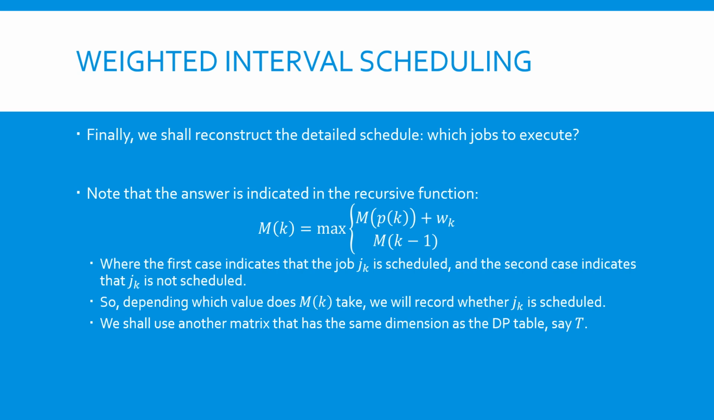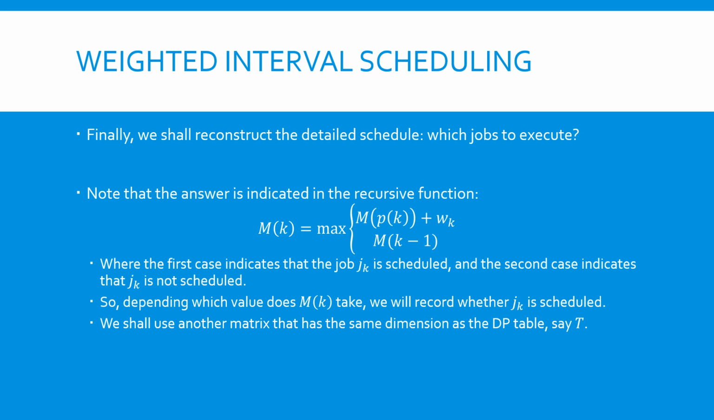Lastly, let's discuss how to obtain the actual job schedule that maximizes the total profit. Remember that the decision to schedule a job is implied in the recursive function. Specifically, if m_pk plus w_k has a larger value than m_(k-1), then the job j_k should be scheduled. Otherwise, j_k should not be scheduled. This decision should have already been made when filling the DP table. So we just need to store this information for later retrieval.